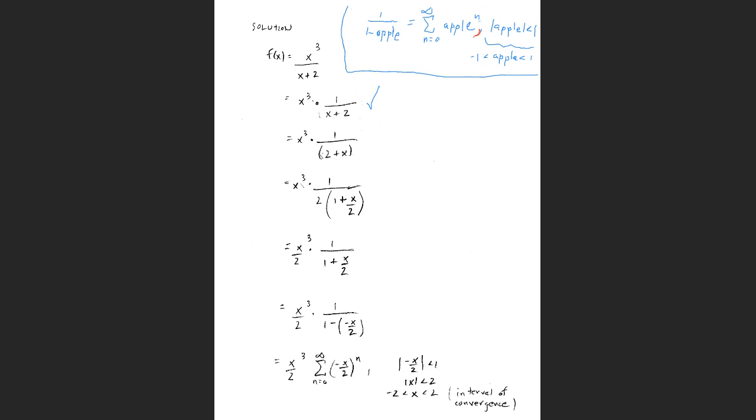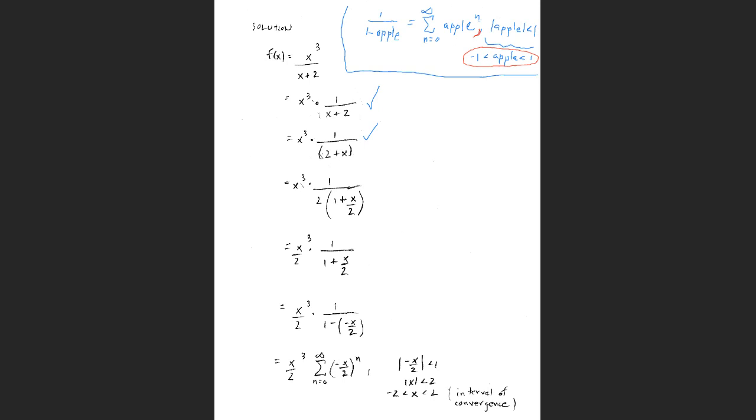Okay, very important to have the interval of convergence. Okay, so now I write x plus 2 as 2 plus x. My f of x is now equal to x cubed times 1 divided by 2 plus x.